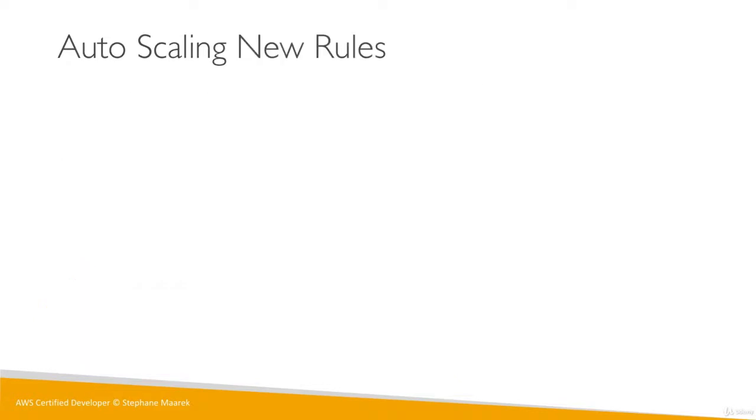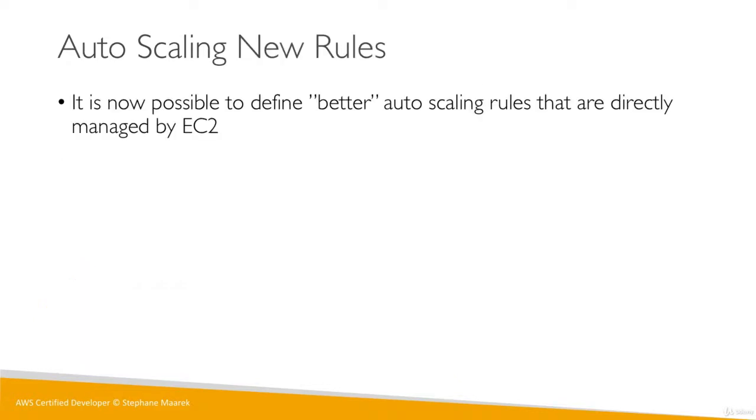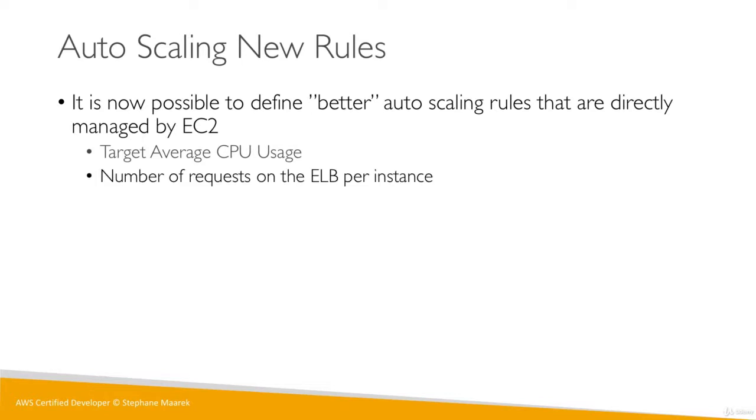We'll be seeing them in the hands-on, but now you can basically say, okay, I want to have a target average CPU usage in my auto scaling group. And basically it will scale in and scale out based on your load to meet that target CPU usage. You can also have a rule based on the number of requests on the ELB per instance, the average network in, average network out. So really whatever you think the better scaling policy is for your application, you can use.